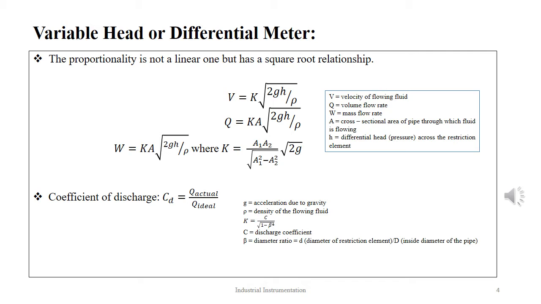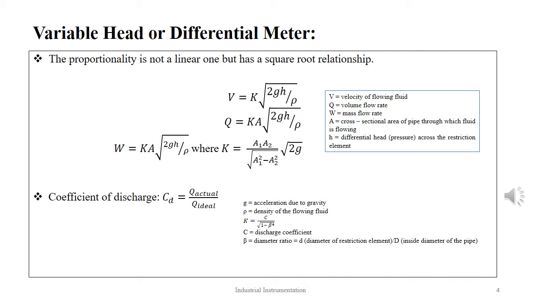In a variable head flow meter or differential flow meter, the proportionality is not a linear one but has a square root relationship, where flow rate is proportional to the square root of the differential pressure. This is derived from Bernoulli's theorem. Velocity head is defined as the vertical distance through which a liquid would fall to attain a given velocity. Pressure head is the vertical distance through which a column of the flowing liquid would rise in an open tube end as a result of the static pressure.